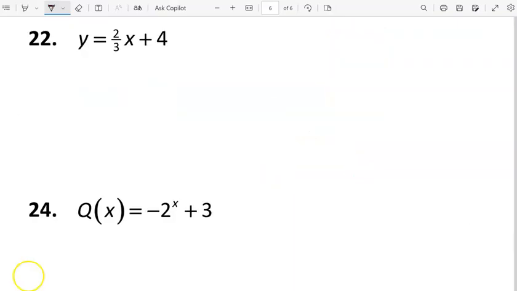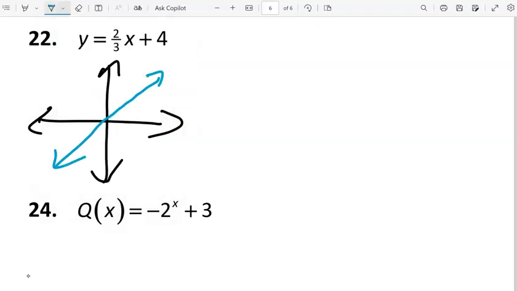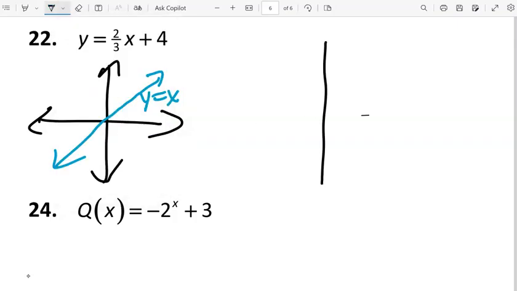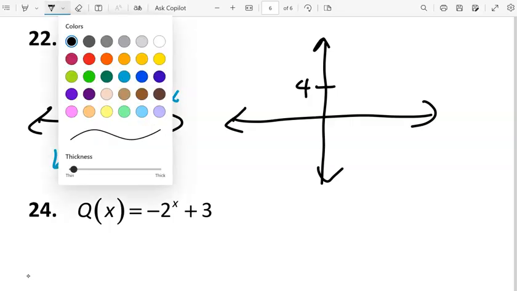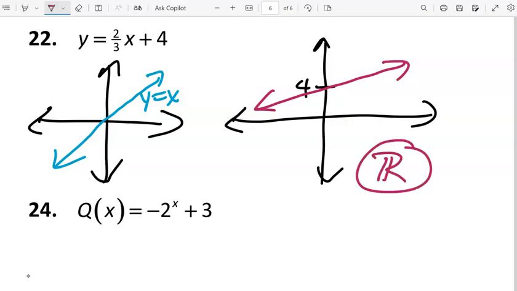For number 22, we can also consider our parent function here. Our parent function is y equals x, and the transformed function is a vertical compression by a factor of 2/3 and a movement up 4. So the transformed graph will look like this, roughly. And the range of this is all real numbers, since the graph continues infinitely down and up in both directions with no breaks.